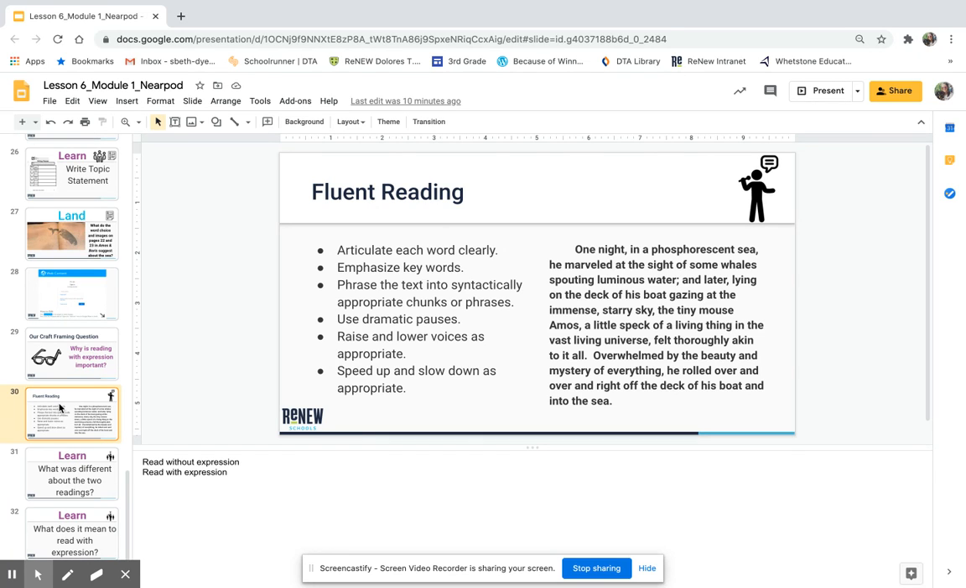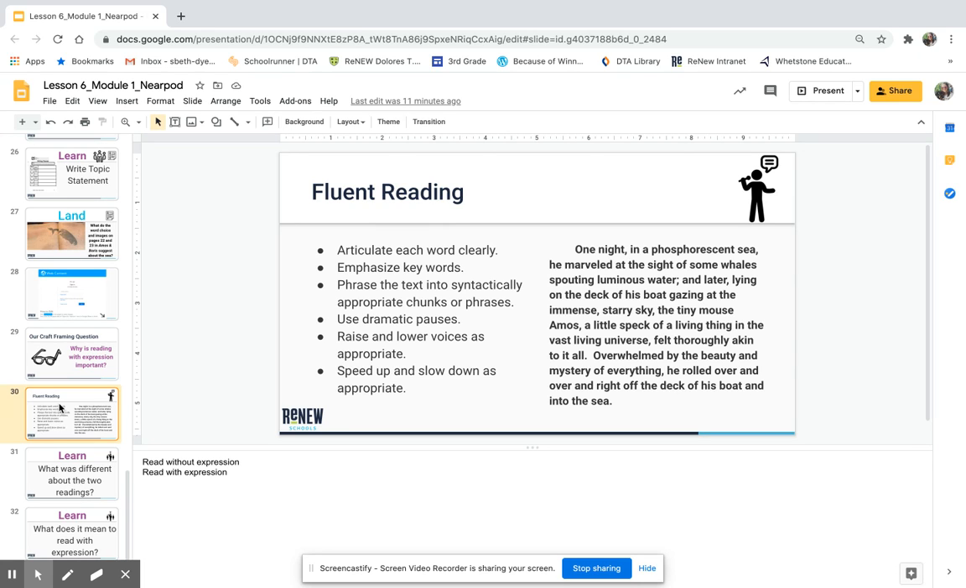In that reading, I was not reading fluently. This time, I'm going to read fluently. Listen for how I articulate each word clearly. I emphasize key words. I phrase the text into syntactically appropriate chunks or phrases. I use dramatic pauses. I'm going to raise and lower my voice as appropriate, and I'll speed up and slow down as appropriate. So now this time, listen as I read with expression.